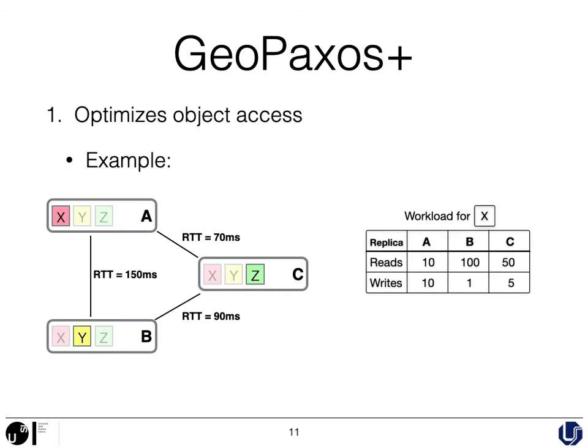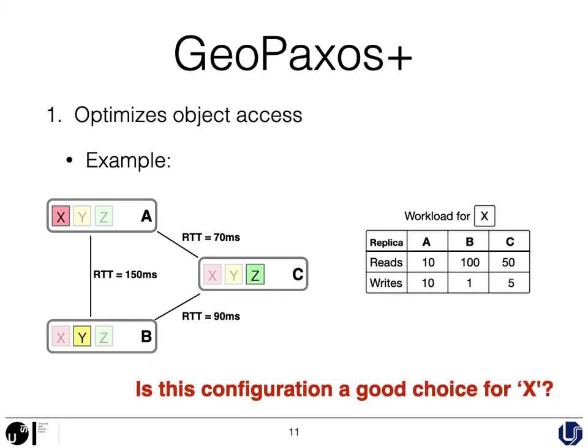Now let's consider a specific workload for object X only, where clients close to A execute 10 reads and 10 writes, clients close to B execute 100 reads and 1 write, and clients close to C execute 50 reads and 5 writes. Is this configuration the best choice if you only look at object X? It's obvious that it's not. In this example, most of the accesses come from clients close to B and C, so it's not a good idea to leave X being ordered by server A.